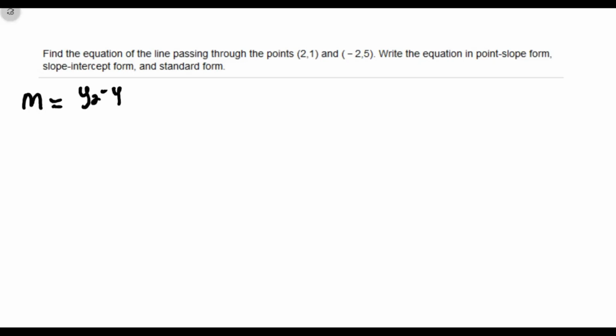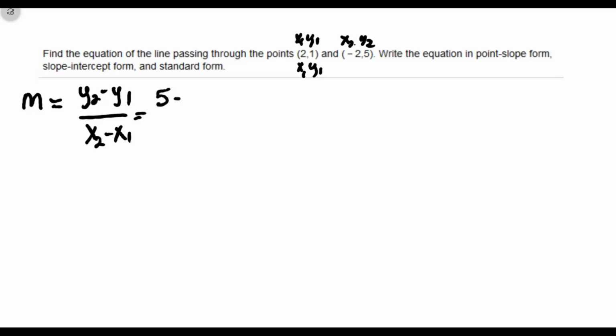That's y2 minus y1 over x2 minus x1. We're going to label our points x1, y1, and x2, y2. It doesn't matter which one is x1 or x2. The only thing that matters is that you have an x and a y, and both of them are labeled the same subscript. So I'll substitute those into my slope formula.